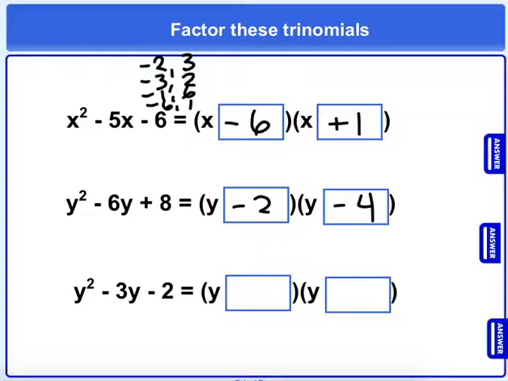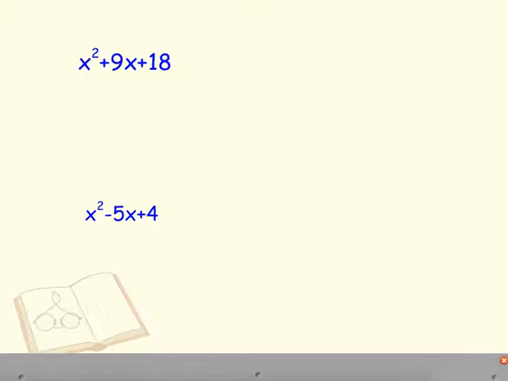And this last one, y squared minus 3y minus 2. Well, let's think of those factors. We could have negative 1 and 2. We could have negative 2 and 1, and I think that's it. Unfortunately, none of those work. And if we go through all of the factors and none of them actually give me the correct sum, we call this prime. Because there is no way to factor it. We call it prime. Okay?